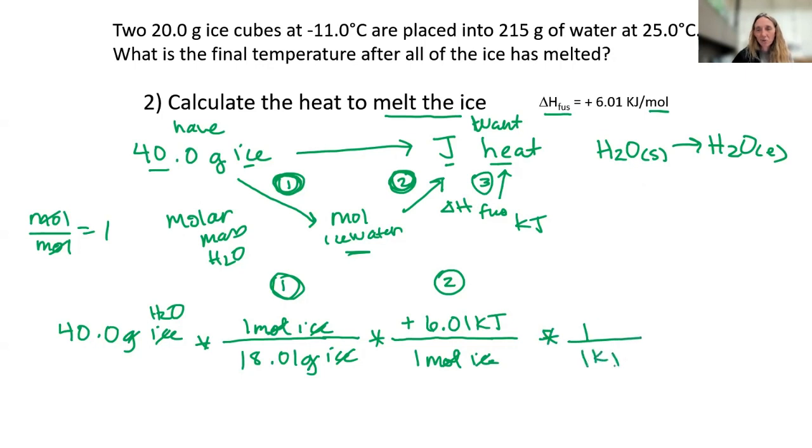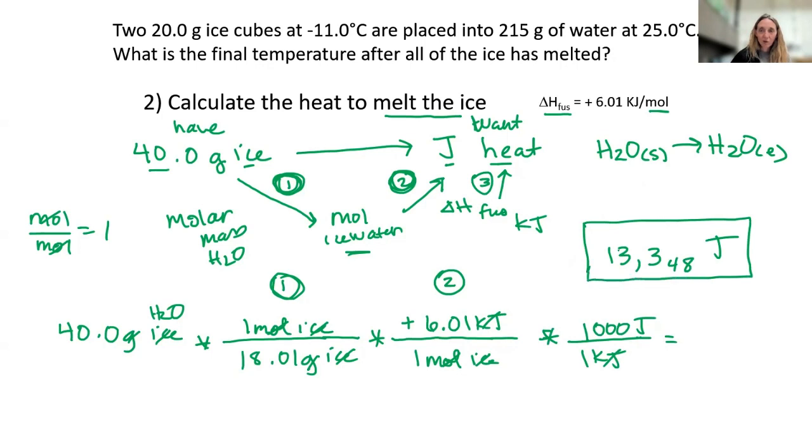So I know that 1 kilojoule equals 1,000 joules. And now I can cancel my kilojoules. My answer is going to be in joules. And I get 13,348 joules. Okay, so this number right here is how much heat it takes to melt the ice. So Q to melt the ice. Okay, so far so good.